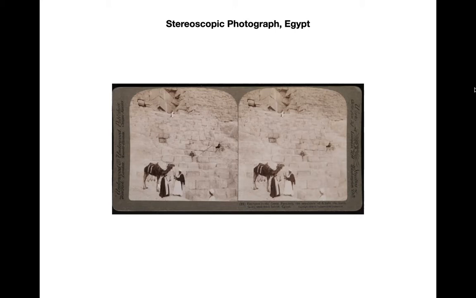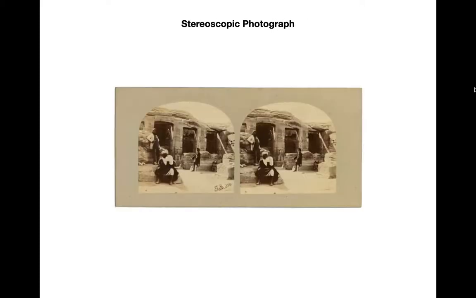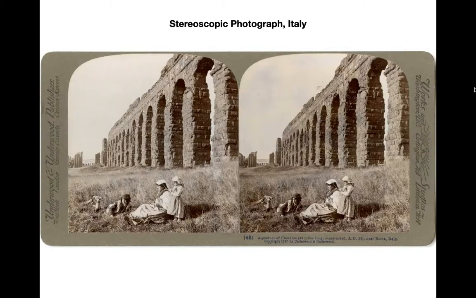But for this growing middle class, being well-traveled would have been seen as a sign of being well-rounded, educated, cosmopolitan. And as I mentioned, this would signify to other people that you weren't somebody who was of the working class that had to spend all your days in difficult physical labor. Another example of a stereoscopic photograph. And one from Italy.